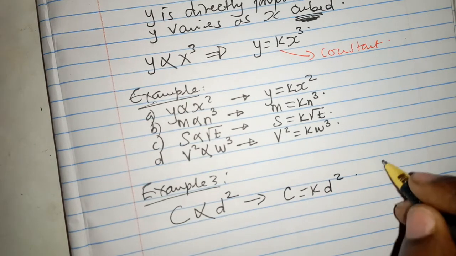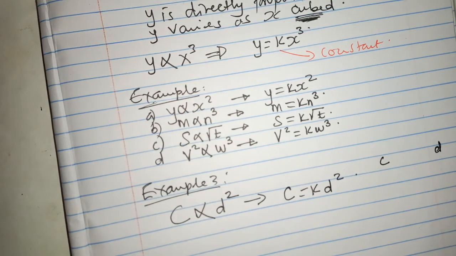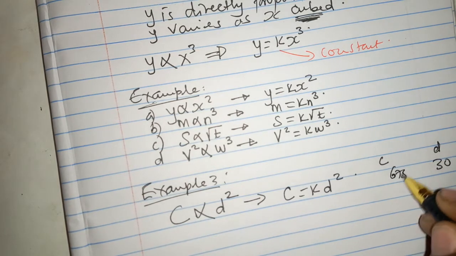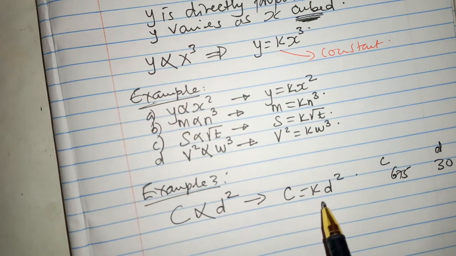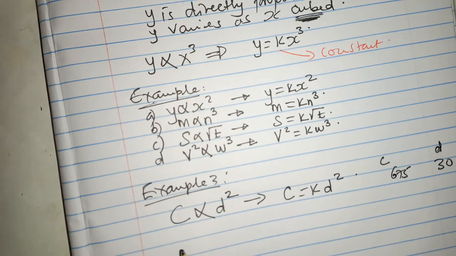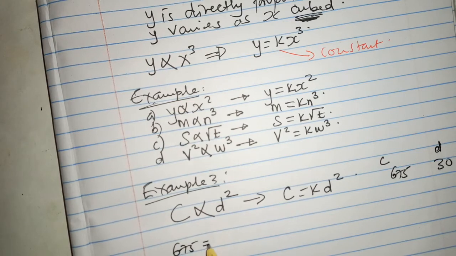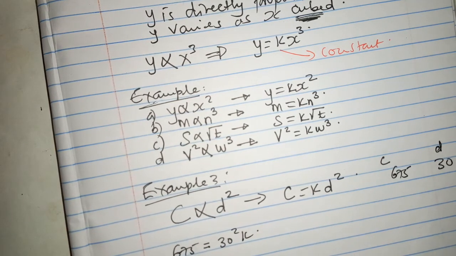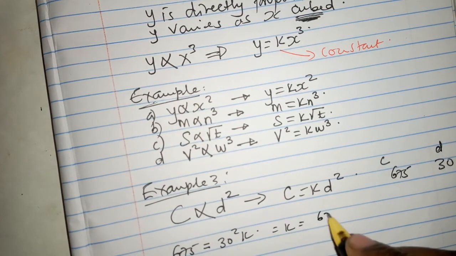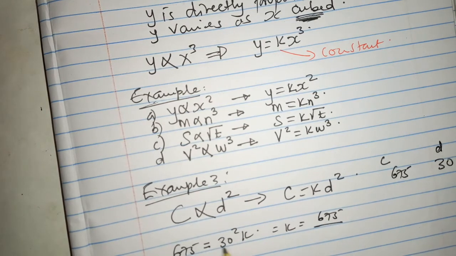We have details of C and D. A 30 centimeter pizza costs $6.75. So we need now to substitute this in this particular equation so that we can get the value of k. C is 675, which is equals to 30 squared times k. And that is squared because d should be squared. And of course, k is 675 all over 30 squared, which is 900.